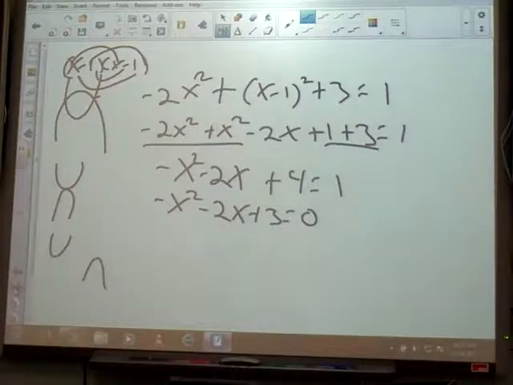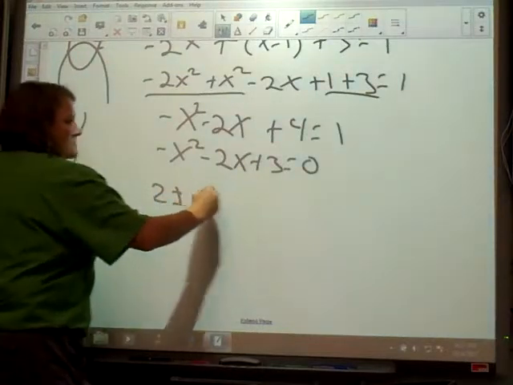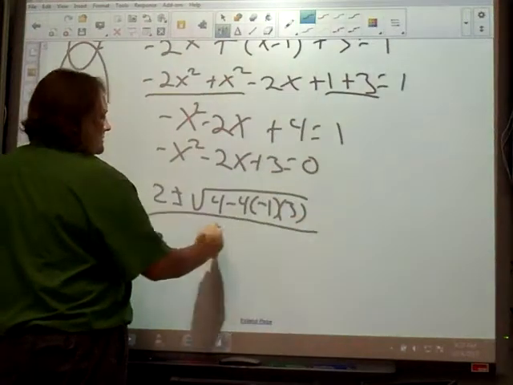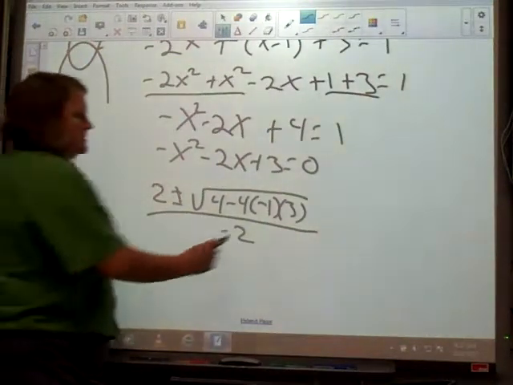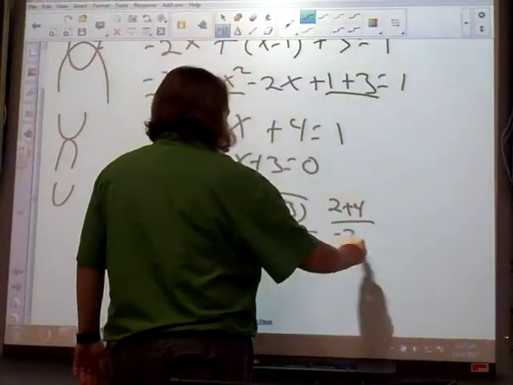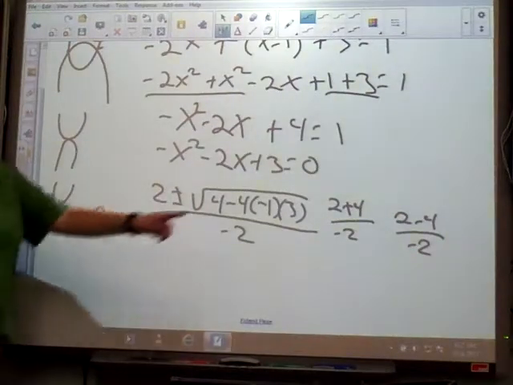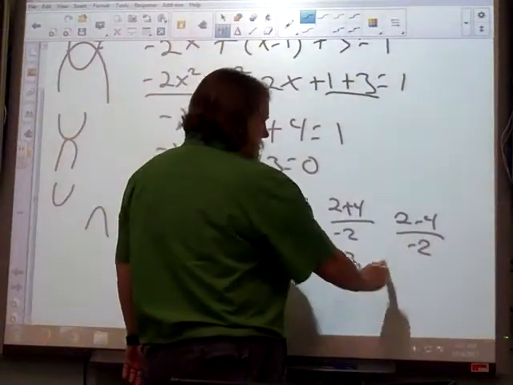It's set up now, so we can do the quadratic formula. Is that all right? My a is negative 1, my b is negative 2, my c is 3, so I have negative b plus or minus the square root of b squared minus 4ac all over 2a. So that's 4 plus 12 is 16, square root of 16 is 4. So I have to do 2 plus 4 divided by negative 2 and 2 minus 4 divided by negative 2. So that's negative 3 and 1.